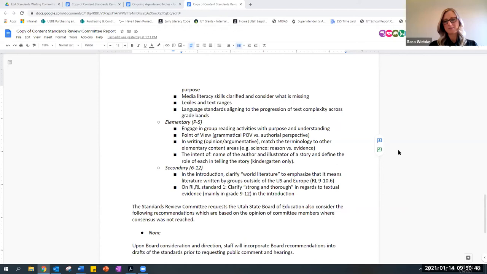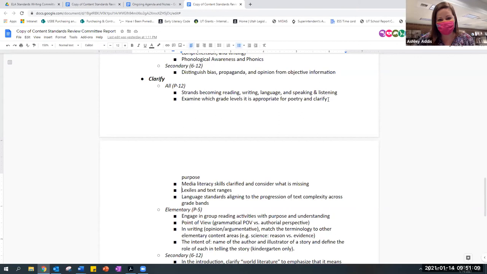I did share this with some teachers in CASH, and overwhelmingly they got upset about the second bullet point under the clarify for all, examine which grade levels it is appropriate for poetry, because all grade levels are appropriate for poetry. I told them I would express that and that we can be mindful of it. I told them I think it's just to clarify the purpose. That's the main chunk of that sentence, but they were concerned. But they were also very excited about clarifying that world literature emphasizes literature written by groups outside of the US and Europe. They were very, very pleased to see that.